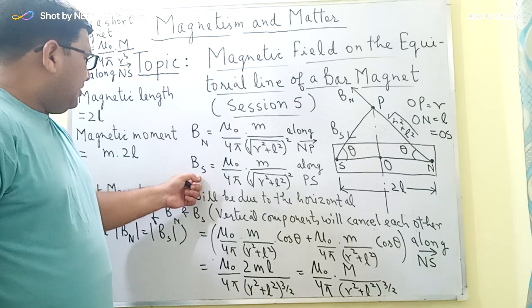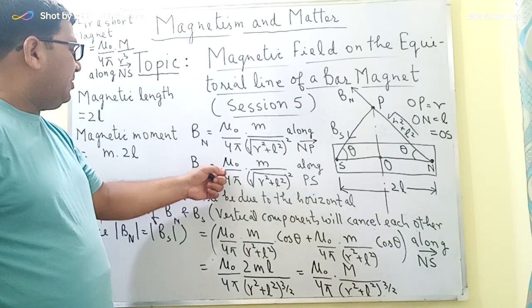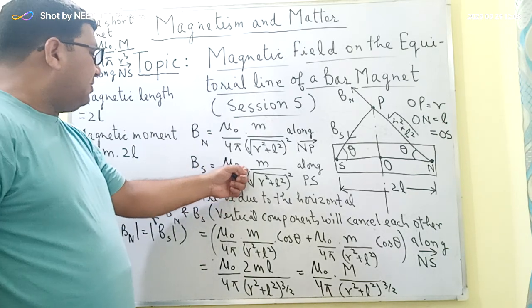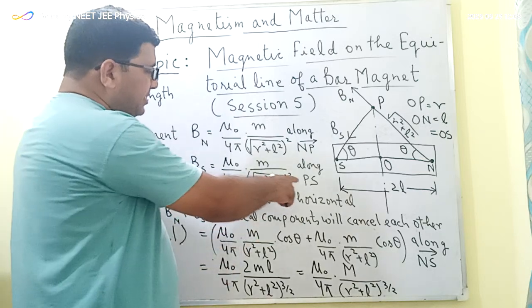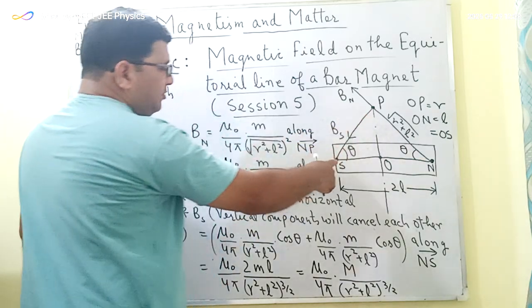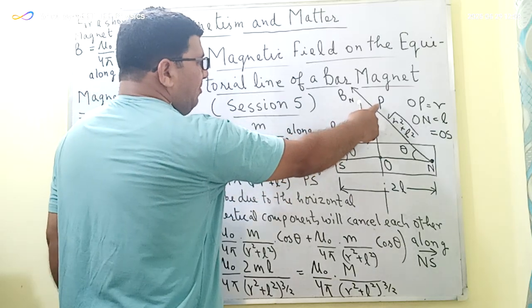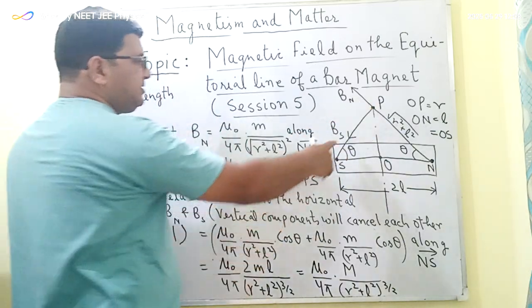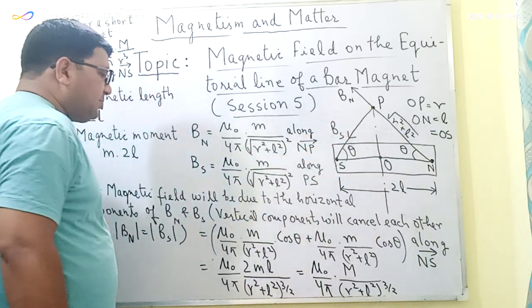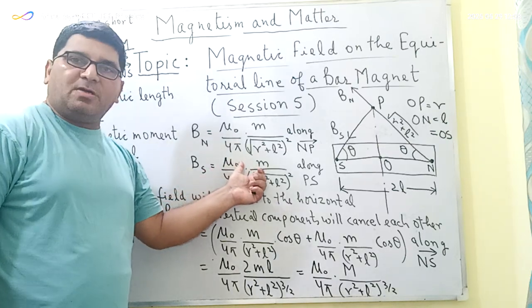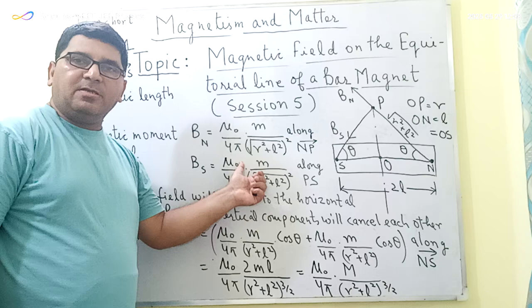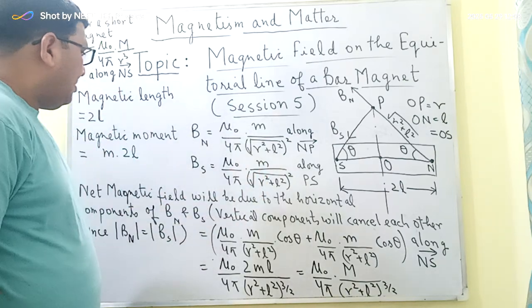Similarly, the magnetic field due to the south pole will be equal to mu naught upon 4 pi into M divided by under root R square plus L square whole square, and the magnetic field due to the south pole will be directed from P to S as indicated by this arrow. So here one more thing, that this mu naught is the permeability of the free space.